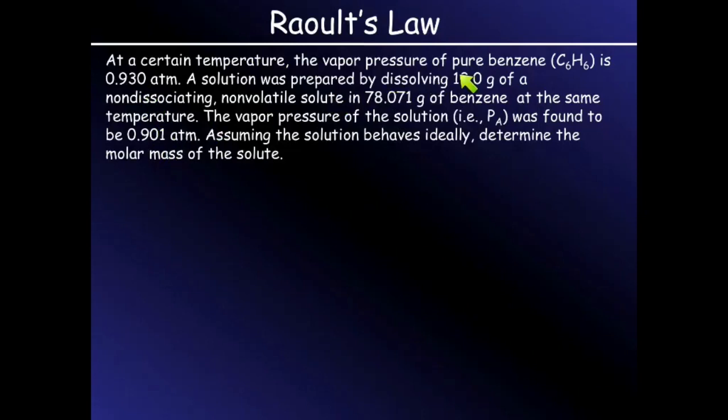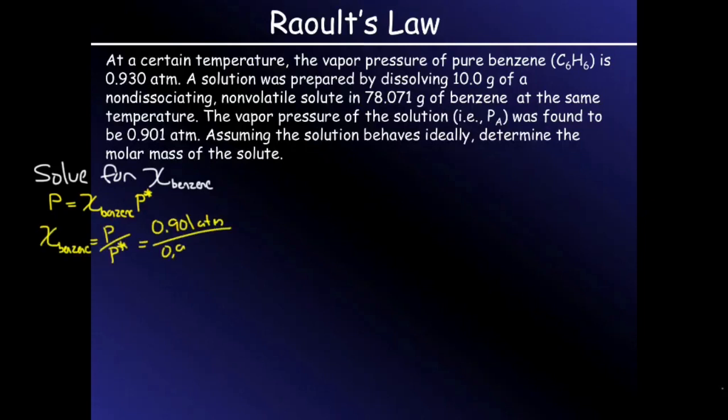First, we would solve for the mole fraction of benzene using Raoult's law. The mole fraction then is going to be equal to the vapor pressure of the solution over the vapor pressure of pure benzene. We get 0.9688. We know that the mole fraction of benzene is equal to the moles of benzene divided by moles of benzene plus moles of solute.